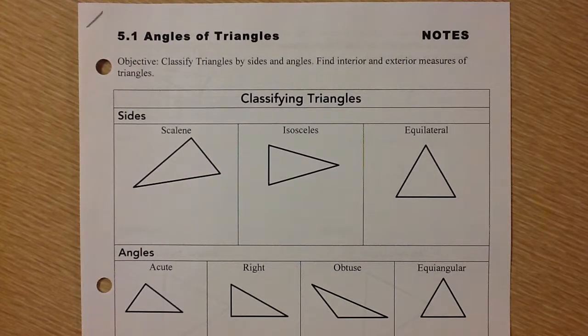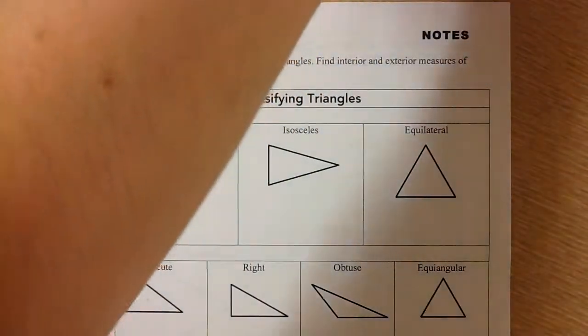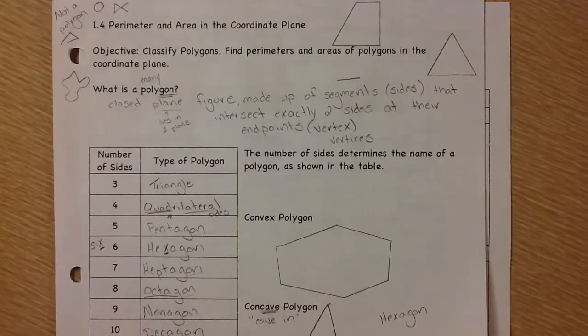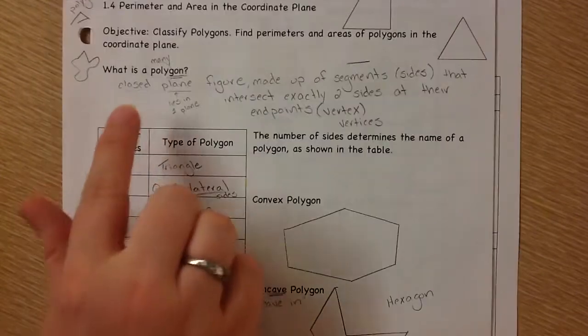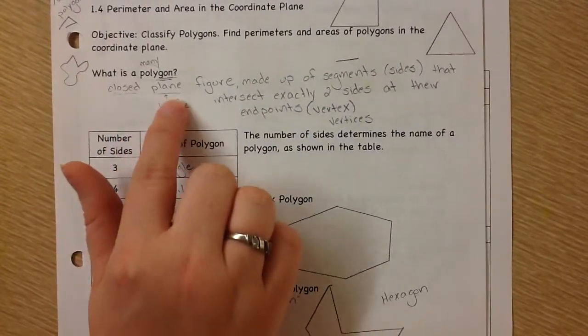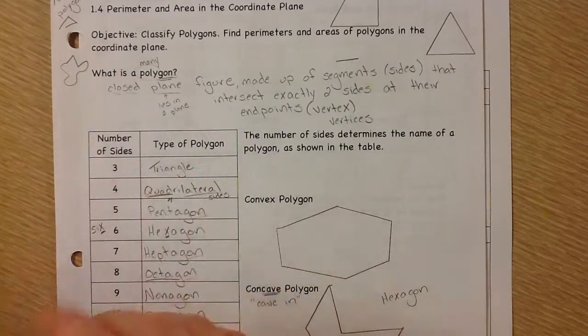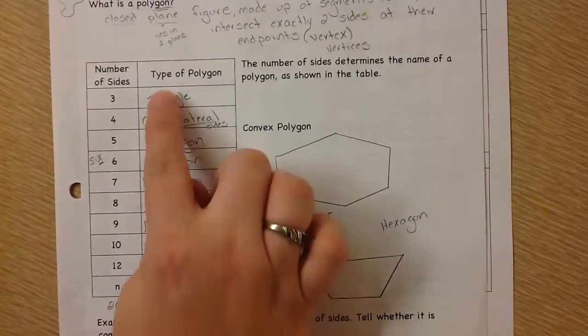All right, section 5.1, angles of triangles. If you remember, way back in chapter 1, I dug out some chapter 1 notes, we talked about a polygon. A polygon, again, is a closed plane figure, meaning it lies in one plane, made up of segments that connect at their endpoints, and we call those endpoints vertices. And we had all these different types of polygons.